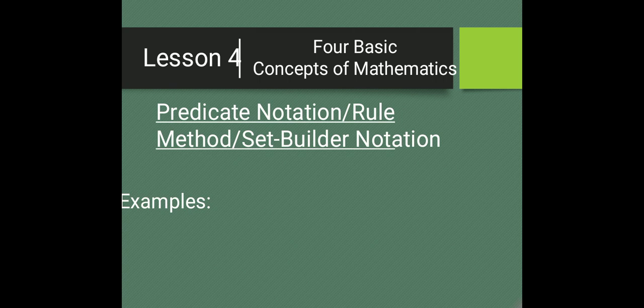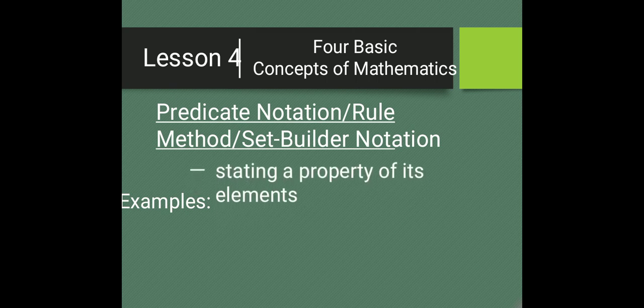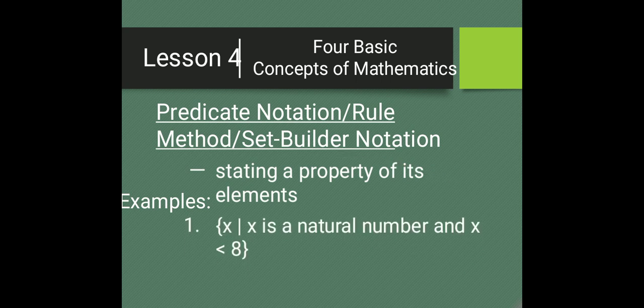Okay. We also have this one, the predicate notation or the rule method. So, ano ito, sir? If yung roster method is gumagamit ng listing of elements, dito, we do not list the element but we state the property of its elements. Okay, say for example this one, set of x such that x is a natural number and x is less than 8. So alam natin na ang laman ng set na yan is yung mga natural numbers less than 8. So ano yun? Yung 1, 2, 3, 4, 5, 6, and 7.